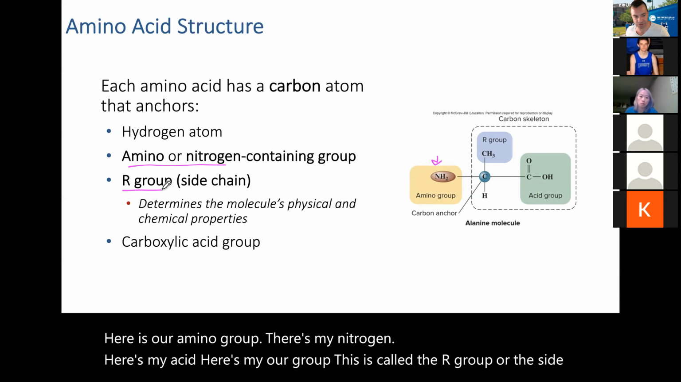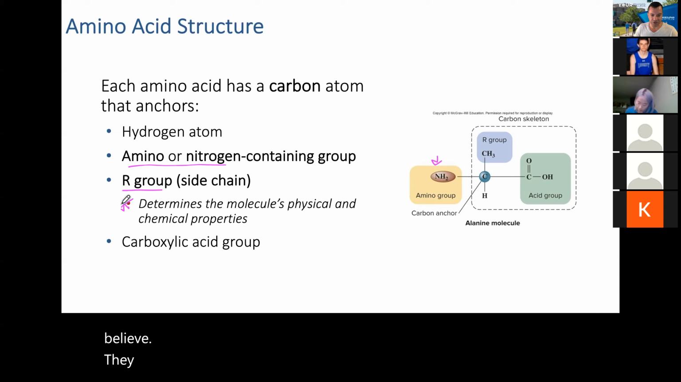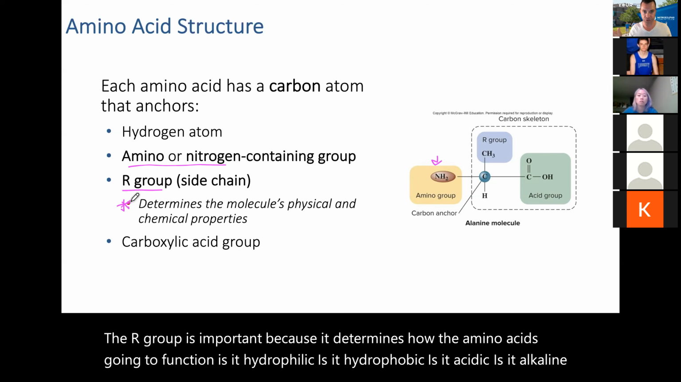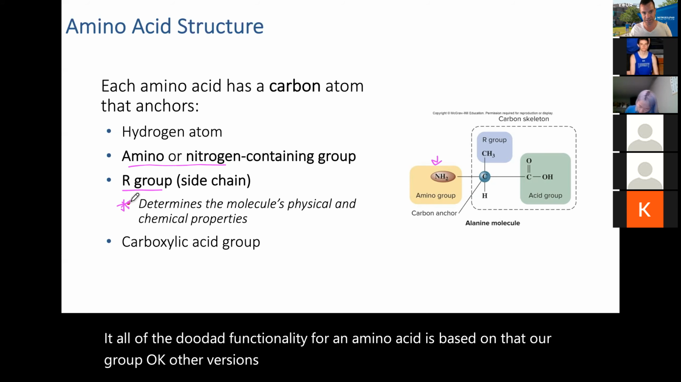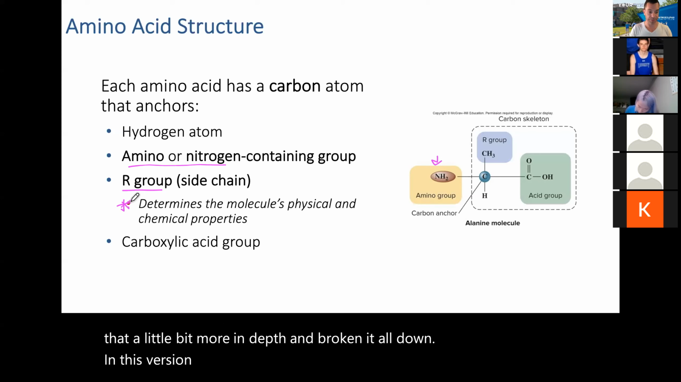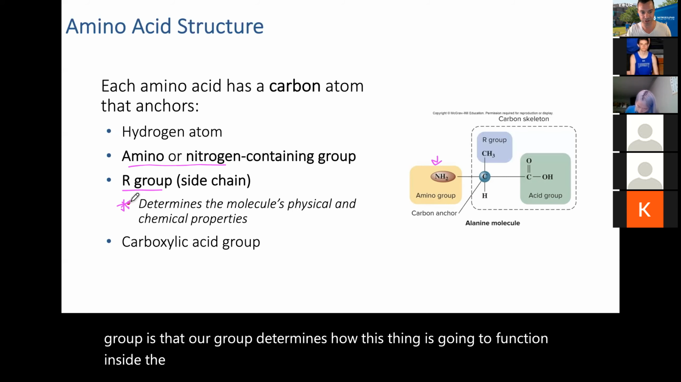It just depends on what class you're in. This book uses R group, I believe. The R group is important because it determines how the amino acid is going to function. Is it hydrophilic? Is it hydrophobic? Is it acidic? Is it alkaline? And all of the functionality for an amino acid is based on that R group. Other versions of this textbook have gone into that a little bit more in depth and broken it all down. In this version, they've kind of taken that away, but that's what that R group is. That R group determines how this thing's going to function inside the body, or how the body's going to treat it.